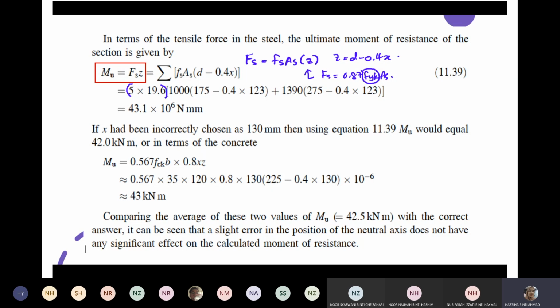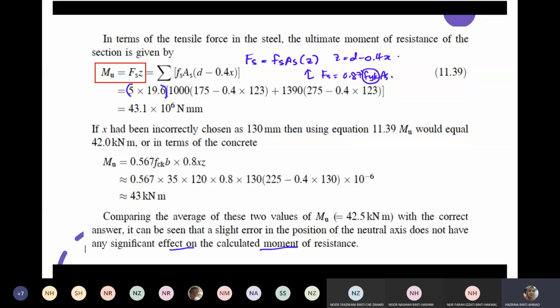So it is actually not really critical. Once we get the values of Fs and Fc that are close together, we can straightforwardly calculate the ultimate moment of resistance. No need to do this trial and error until you get the accurate values of Fc and Fs, because when we compare the average of these two values with the correct answer, there can only be a slight error in the position of the neutral axis. That does not have a significant effect on the calculated moment of resistance.